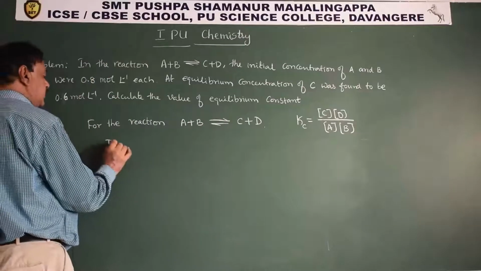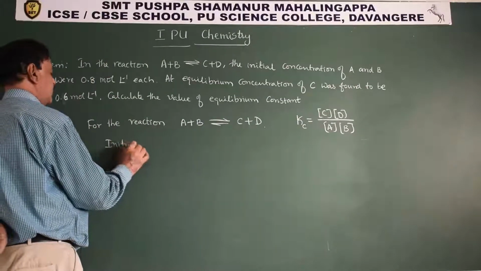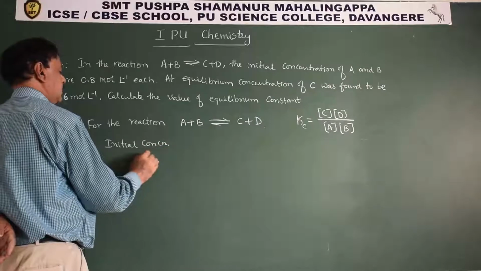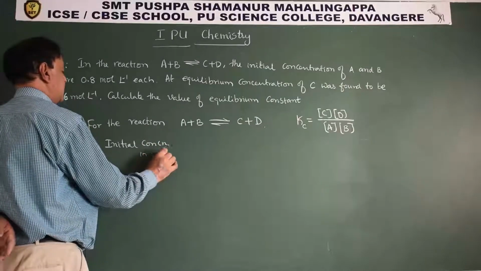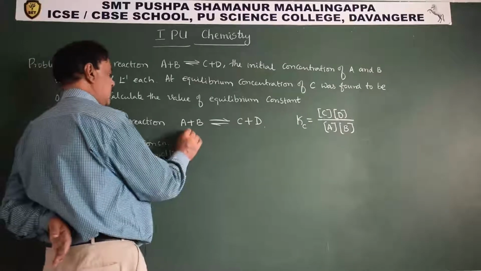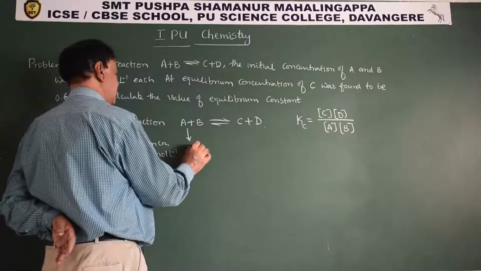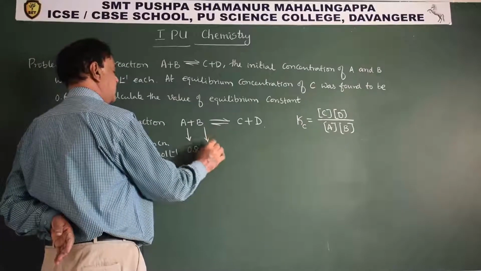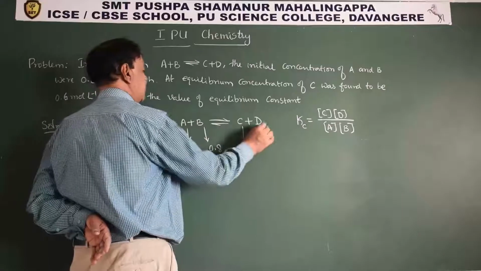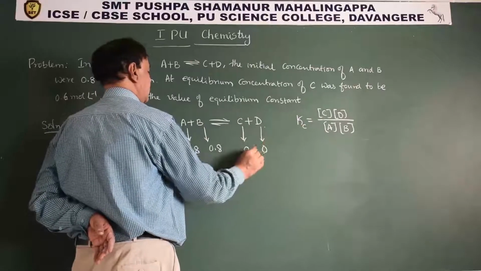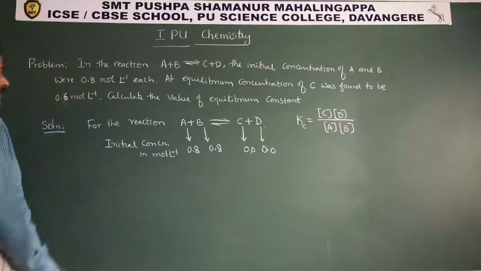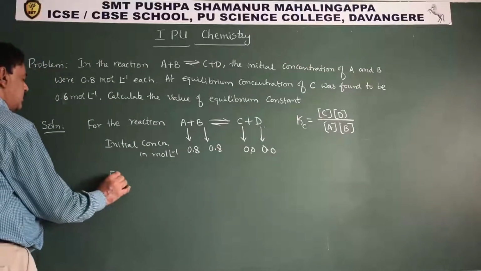Initial concentration in moles per liter: A is 0.8, B is also 0.8. Initial concentration of C is 0.0, and D is 0.0. Next is the equilibrium concentration.